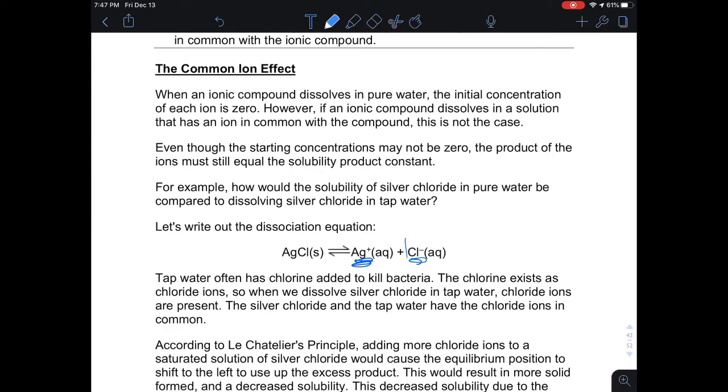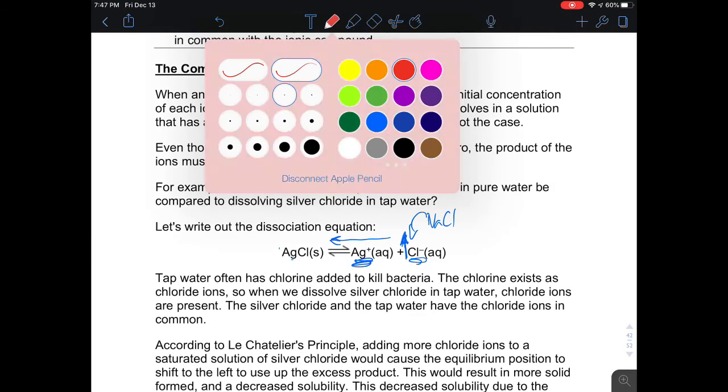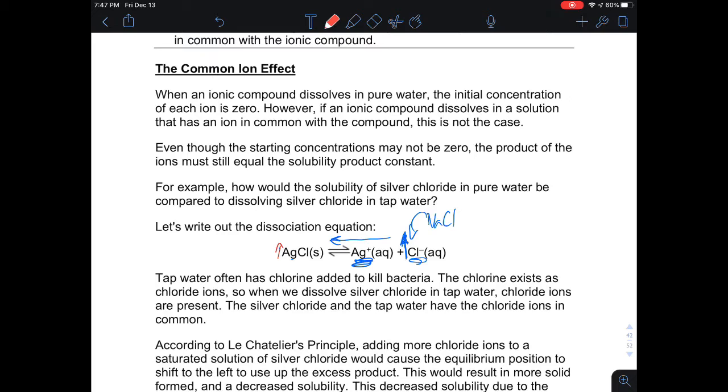So for example, if we added chlorine, it doesn't have to be from a silver chloride source. So perhaps we add some sodium chloride here, and we add this to the solution. The chlorine concentration will increase. If the chlorine concentration increases, then the equilibrium will shift this way to the left, and we will get an increase in silver chloride as a response, as we have to rebalance and consume some of the silver and some of the chlorine.